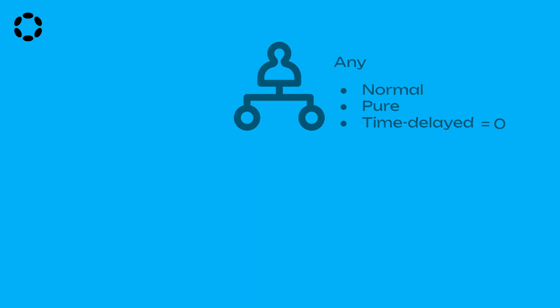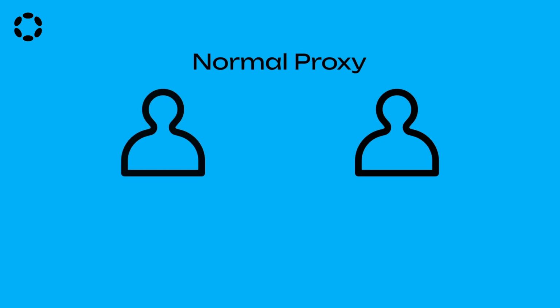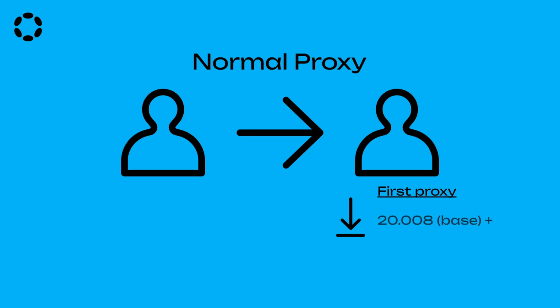Normal proxies are created in the manner I explained before in the pizza example. An account simply indicates another account to be its proxy. If an account is adding a proxy for the first time, they must place a deposit currently equal to 20.008 DOT, plus an additional deposit factor of 0.33 DOT.